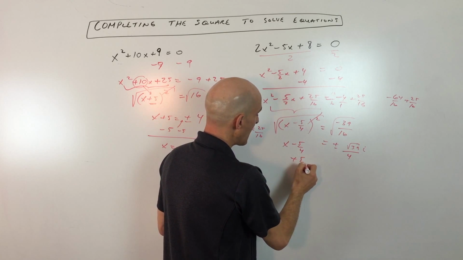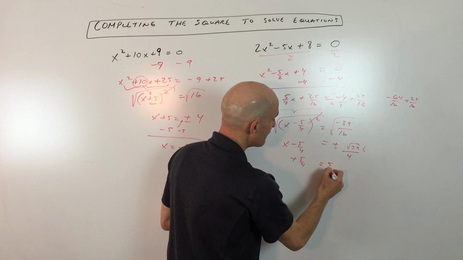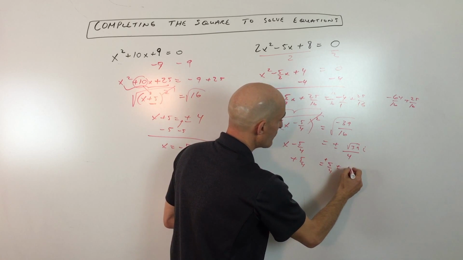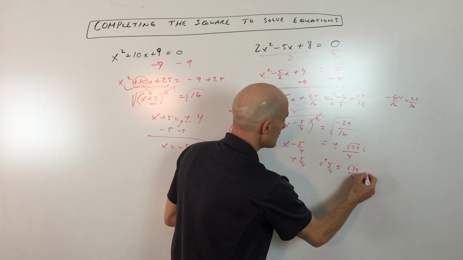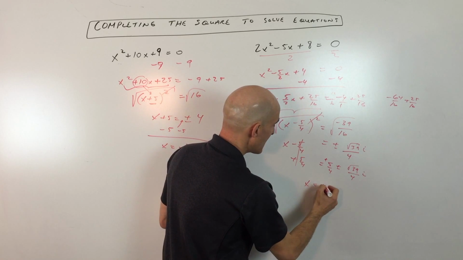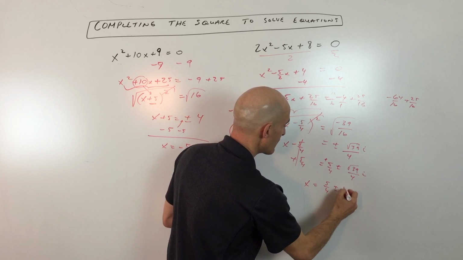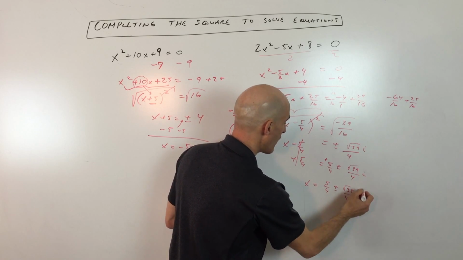And then what we're going to do is add 5 fourths to both sides. Remember to put that 5 fourths in front of the plus or minus. Okay. And so now these cancel out, and you can see you get x equals 5 fourths plus or minus square root of 39 over 4 i.